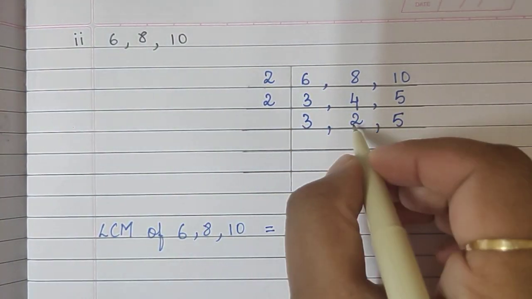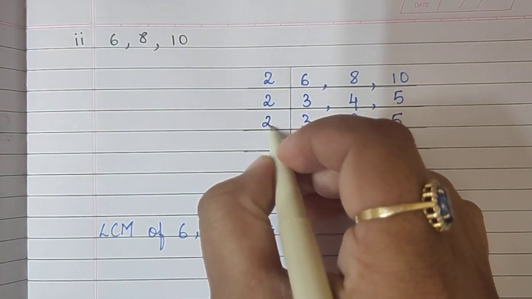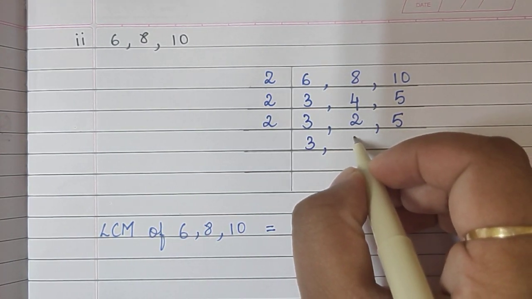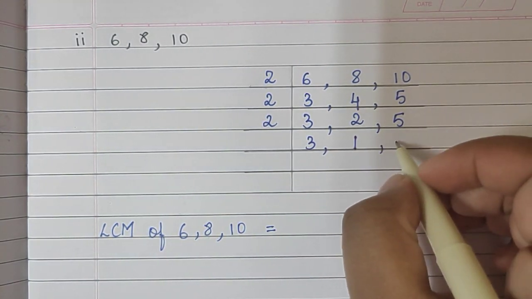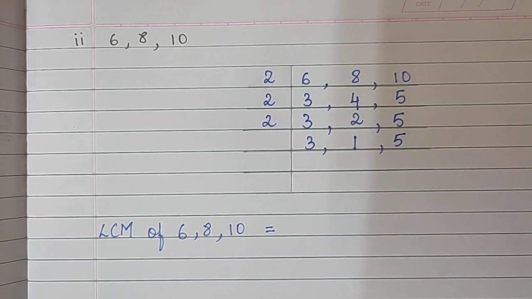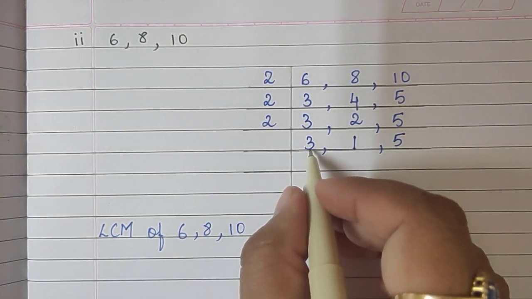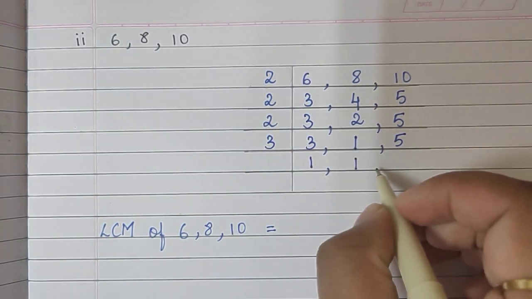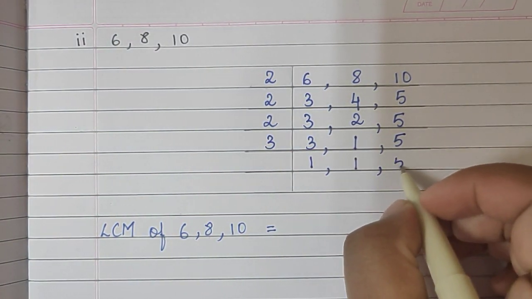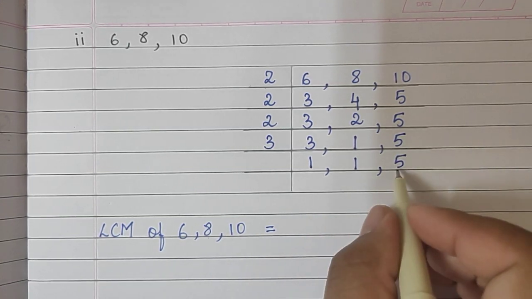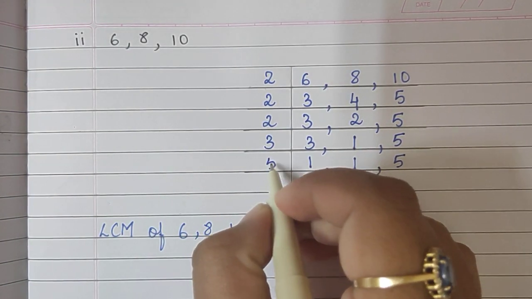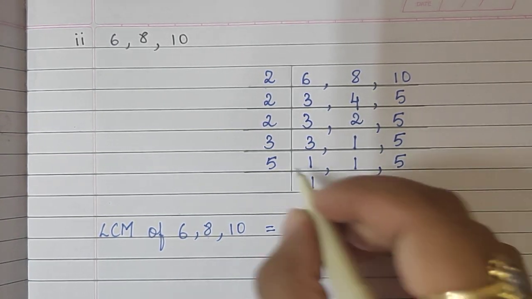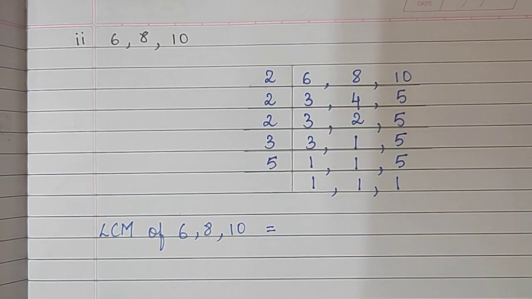Then we go with the 2 again, so we'll write it 2. 3 will come down. We will write here 2 1s are 2, and we will write here 5 again. Now we'll go to the next number, that is 3. So we'll write here 3 1s are 3, and the 5 will come down as it is. The only number remaining is 5. I'll write here 5, 1 1, and 5 1s are 5.